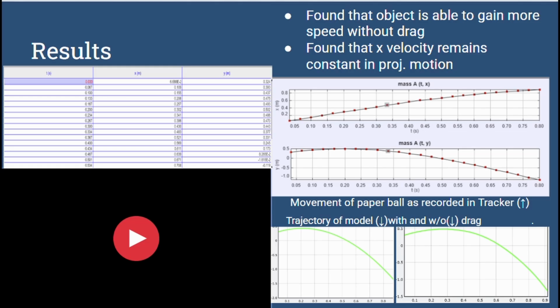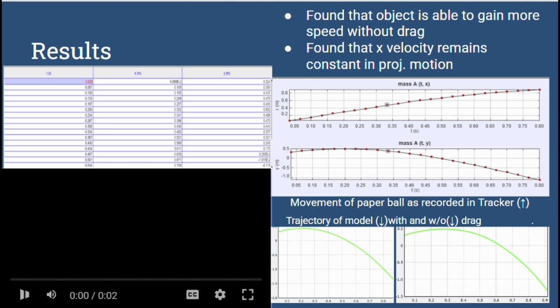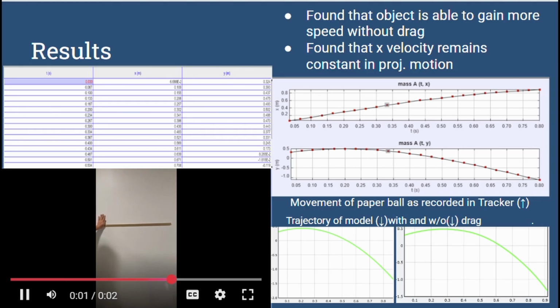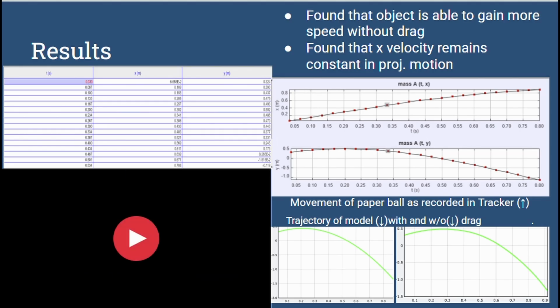My bad. And we found that the object is able to gain more speed without drag, obviously. And we found that X velocity remains constant in projectile motion, which is consistent with Newton's first and second laws, which we looked at last week as well. And then here's just some graphs from my results. So you can take a look at those.